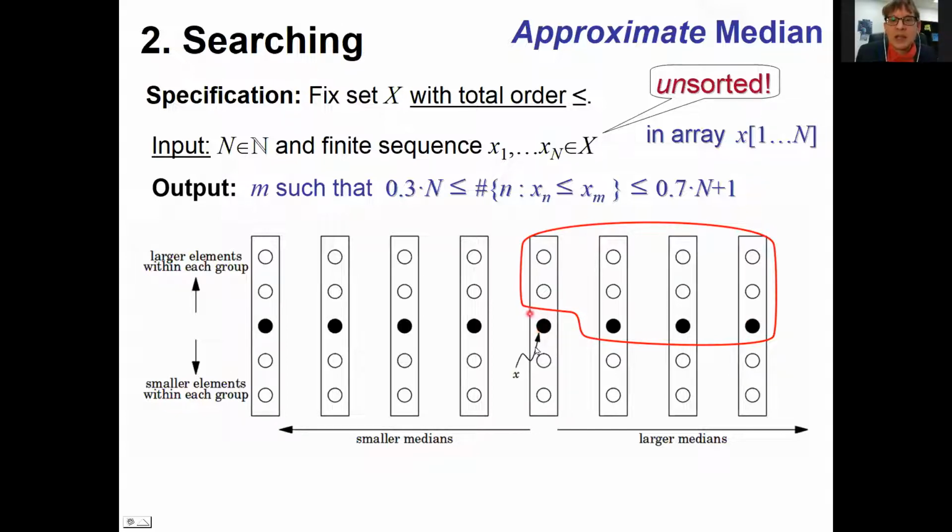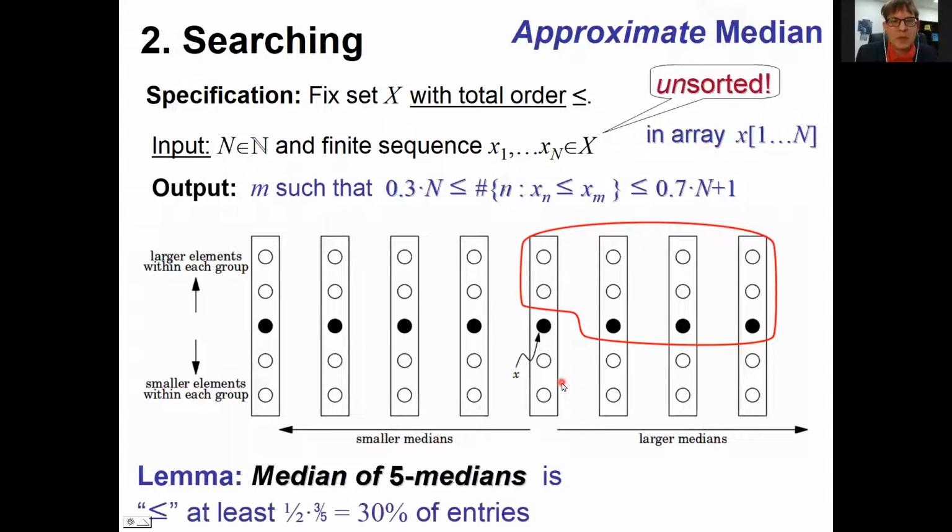And let's analyze the combinatorial properties, quantitative combinatorial properties of this median of 5 medians. So this is actually a technical term. This element is called the median of 5 medians. These are the 5 medians. This is a 5 median. This is a 5 median. And all these 5 medians, we calculate the median of these 5 medians. And the premise is that this is less or equal to at least half of 3/5, which amounts to 30% of the overall number of entries.